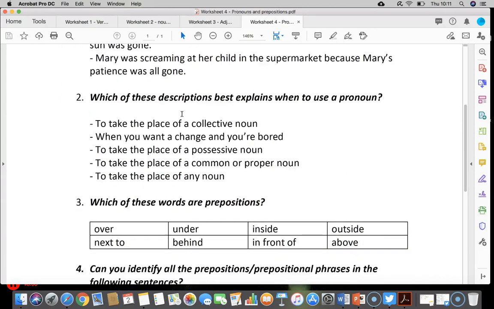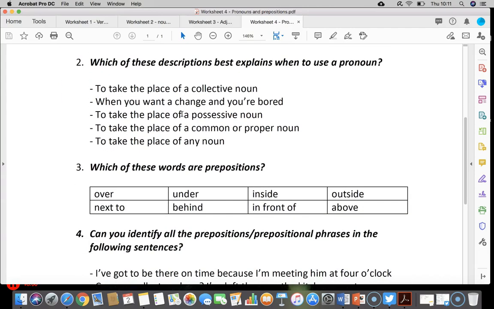Question 2. Which of these descriptions best explains when to use a pronoun? To take the place of a collective noun, when you want to change and you're bored. To take the place of a possessive noun. To take the place of a common or proper noun. To take the place of any noun. And we know from our video that it is in fact to take the place of any noun.